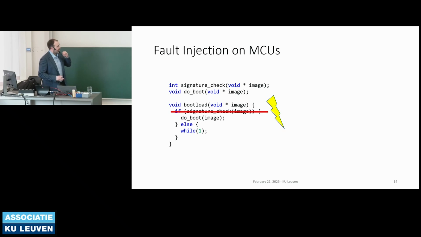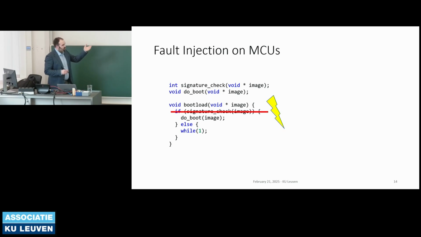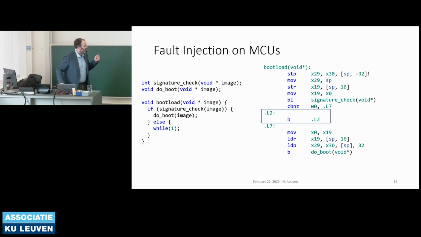The easiest is to erase or skip an instruction. So if we could not call the signature check, if we had this function and we could change the function flow so it didn't do the signature check, you'd imagine it would go just into do boot. Fault injection can be pretty powerful because the truth is actually even trickier than that.